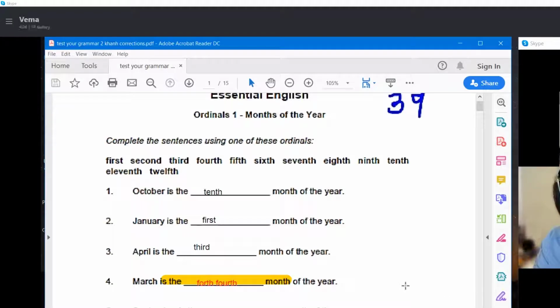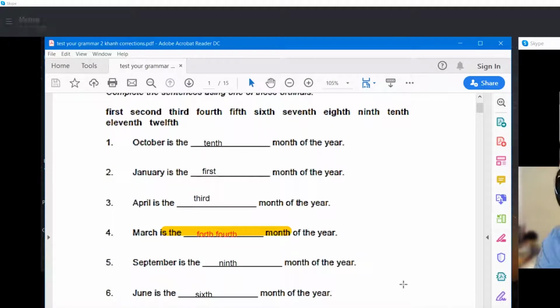Fourth. So it doesn't matter if it's UK or American. It's the same. So when you say fourth, it's an old English term for forward.